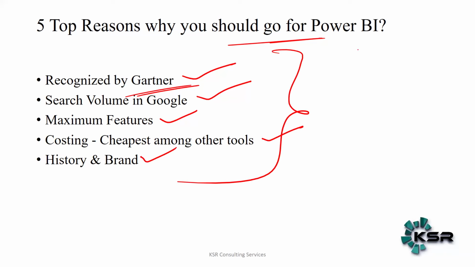If you want 50 reasons, I can tell. If you want 500 reasons, I can tell. If you want 5,000 reasons, I can tell why I'm using Power BI. Do you want? Do you still want? Or we can come to a conclusion that, yes, we are happy with Power BI. Fair enough. We are happy. Justified? Or if you want, I can give 5,000 reasons. If really needed, I can give. Or you're satisfied with five reasons. Satisfied? Yes.